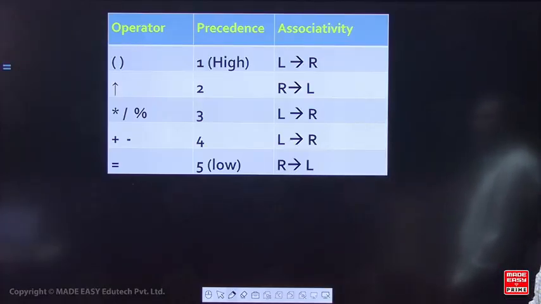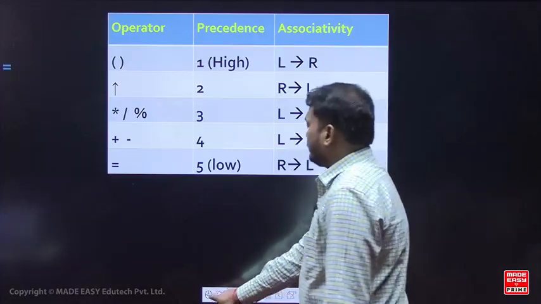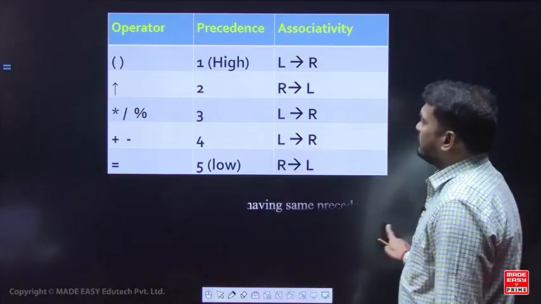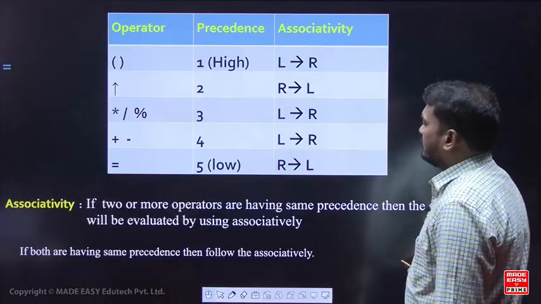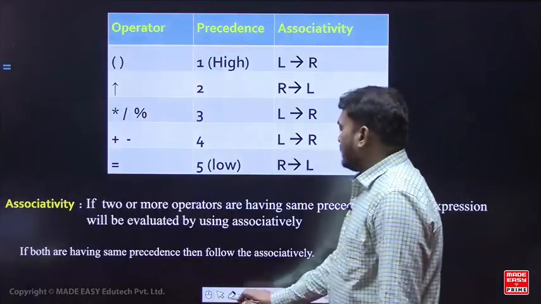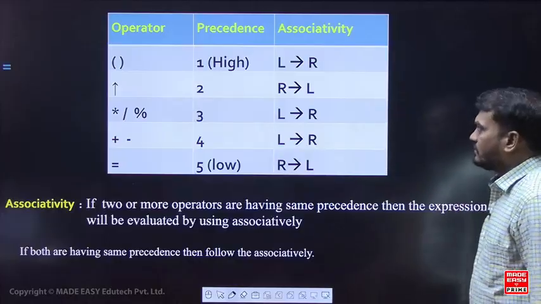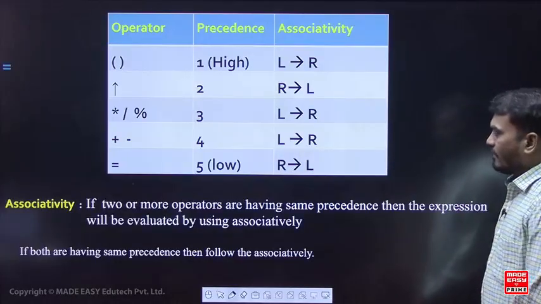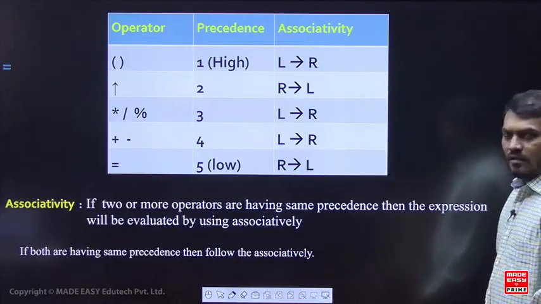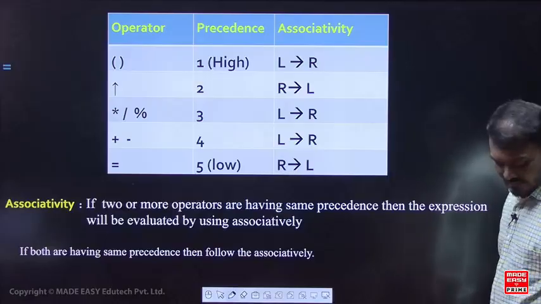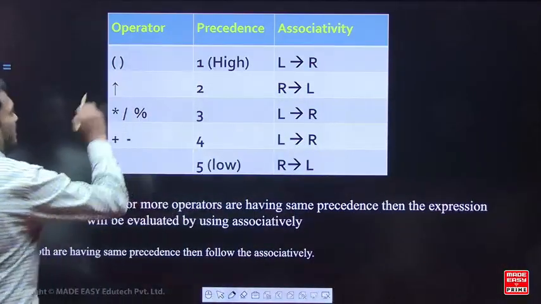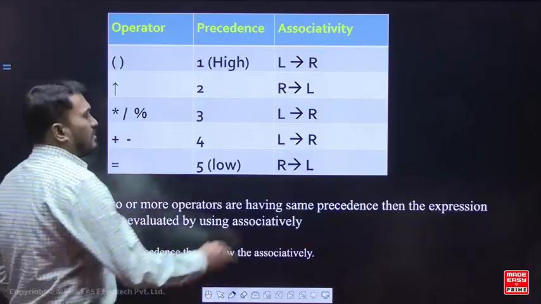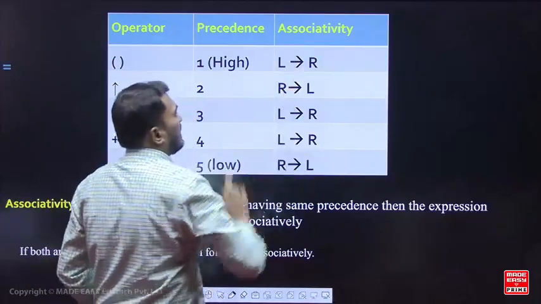Note down. Operator, precedence, and associativity. Make the table. So this is a bracket. Bracket is having a high precedence. Associativity is what? Left to right.